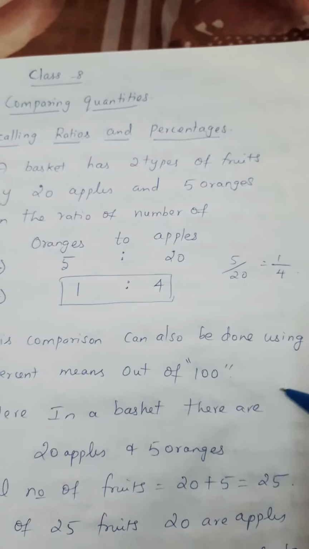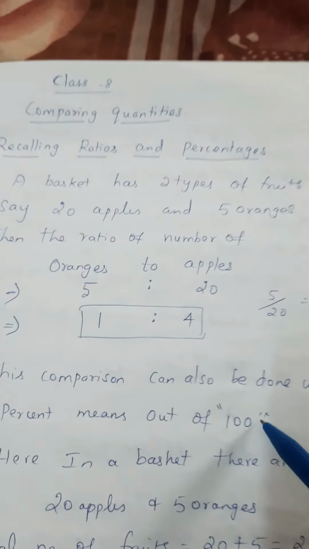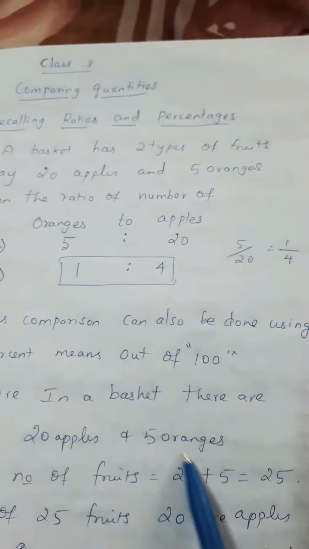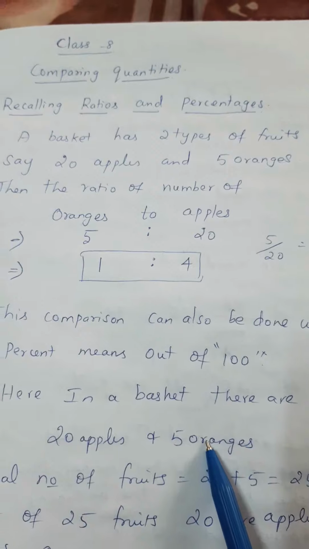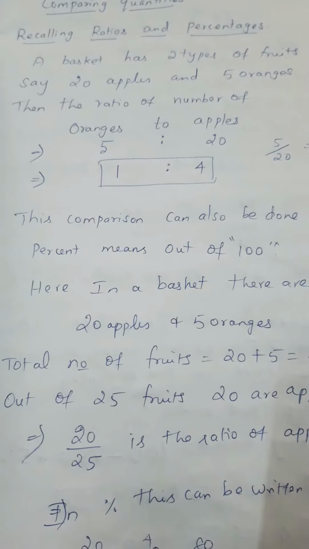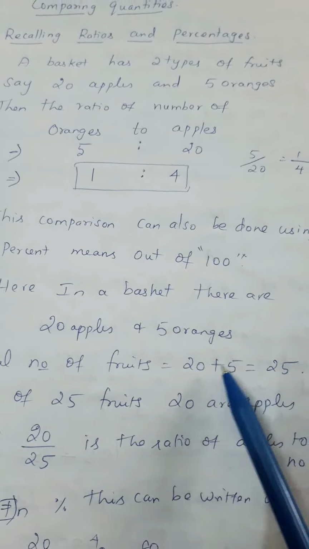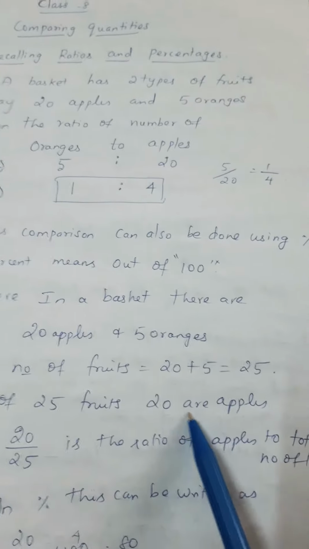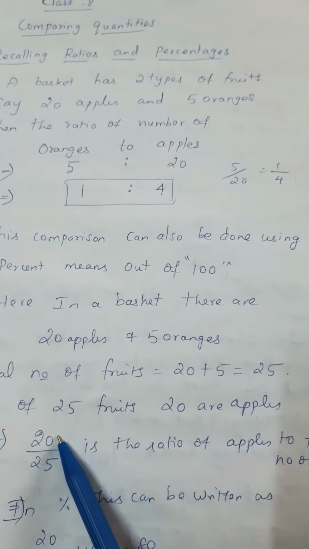This comparison can also be done using percentage. Percent means out of 100. Here in a basket there are 20 apples and 5 oranges. So the total number of fruits in the basket is 20 plus 5, 25. So out of 25 fruits, 20 are apples. So 20 by 25 is the ratio of apples to the total number of fruits.